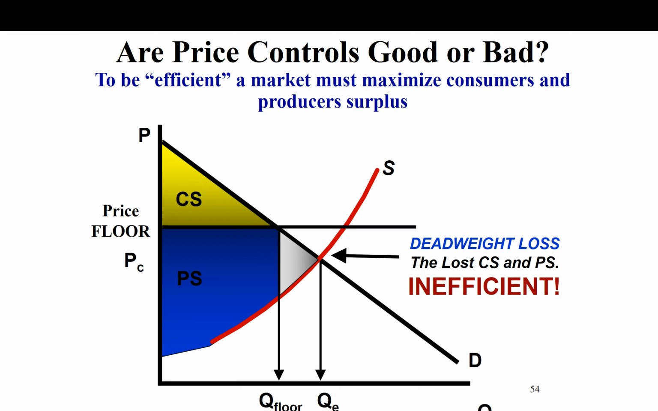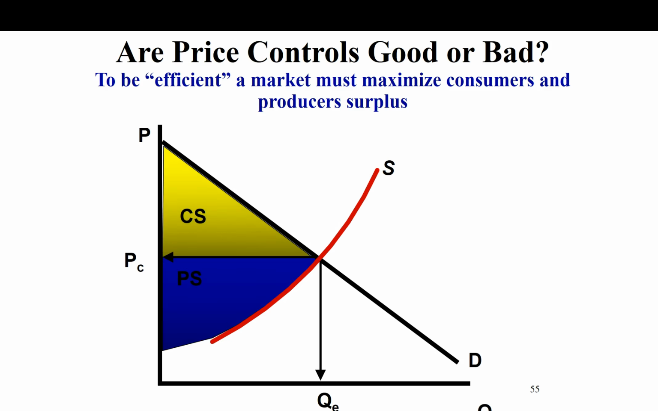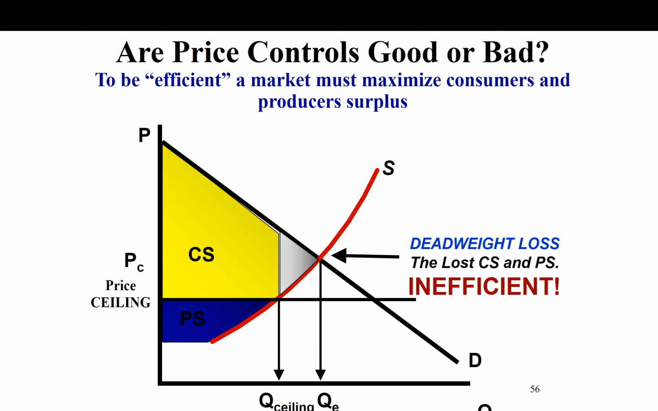So instead of attaching labels like good or bad to price controls, we tend to refer to them as inefficient. And I can show you another example where price controls are inefficient, and that's the imposition of a price ceiling. And in this case, remember, price ceilings are intended to benefit buyers or consumers. So consumer surplus increases, producer surplus decreases.